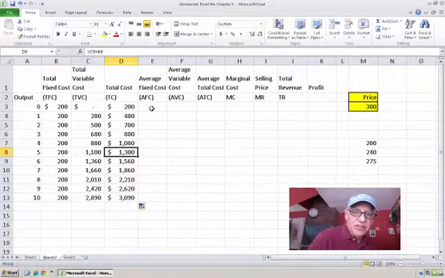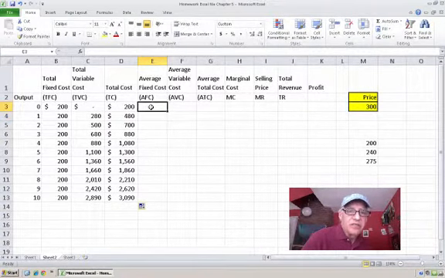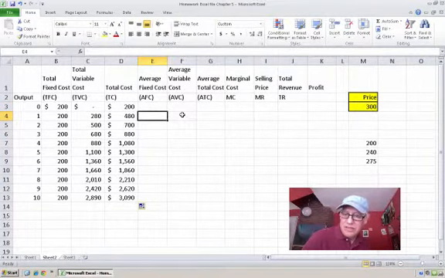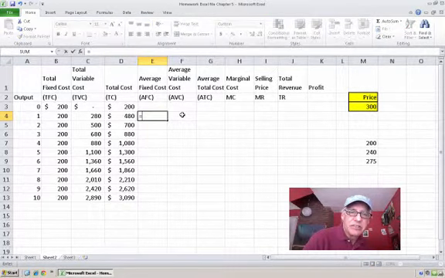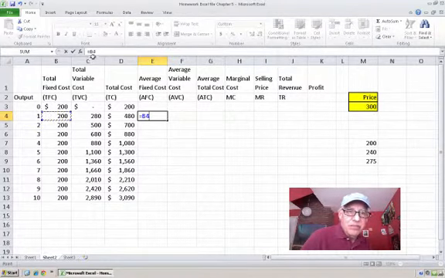So let's see the average fixed cost, right? What's the average per unit sold? I'm not going to do the 0 output. I'm going to start at the 1 output for this one because I don't want to divide by 0. The formula here is, again, equal, the total fixed cost for 1 unit, which is 200, right?